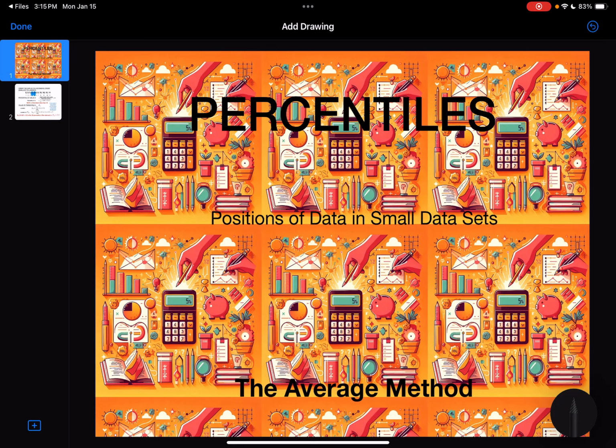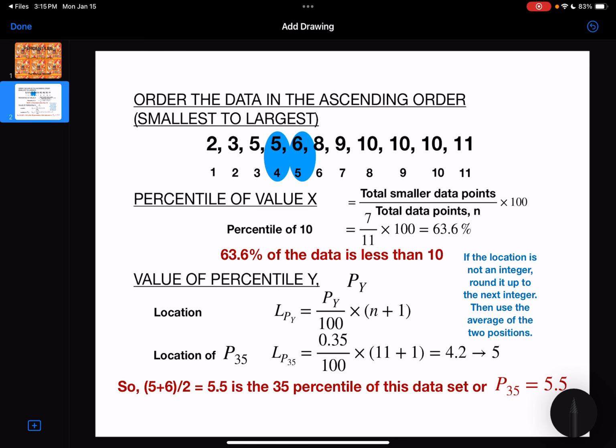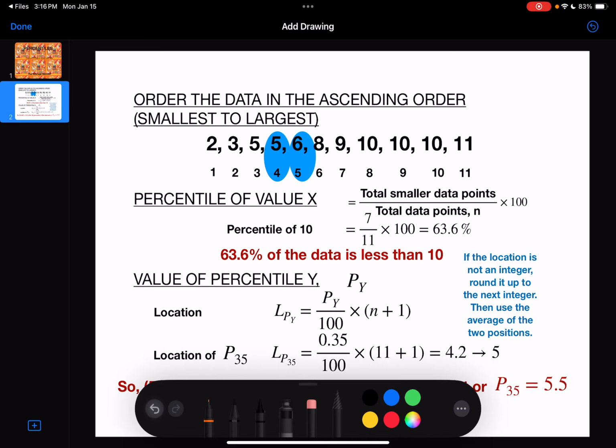Well, this video introduces the average method, which can be used in understanding the percentiles concept in a small data set. So first, before attempting to find the percentiles or the location of a certain percentile, we need to order the data in ascending order, which is, you need to order the data from the smallest value to the largest value.